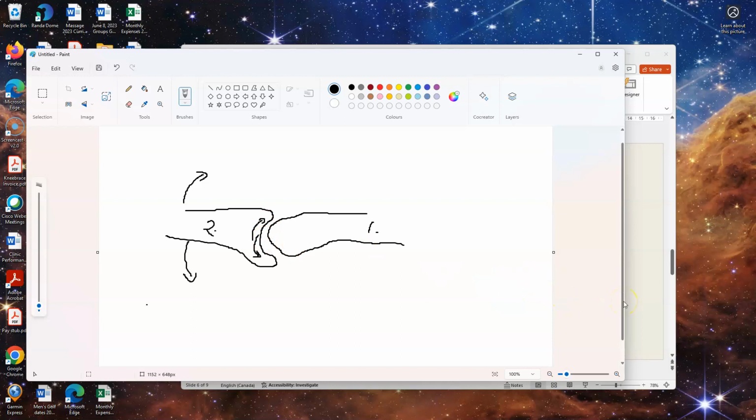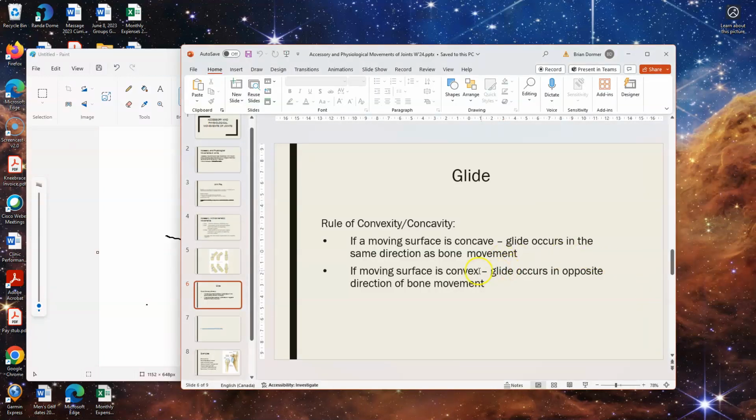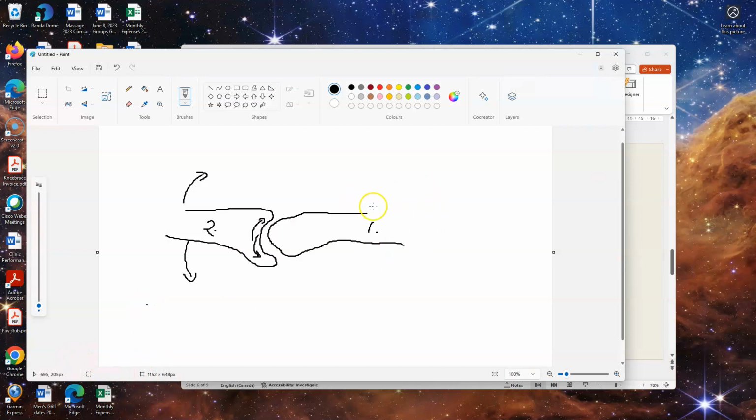Now, if the bone that moves is convex, glide occurs in the opposite direction of bone movement. So if we look at this diagram, if we are going to move this bone in this direction, the convexity is going to move opposite ways in this direction. So we can see here that the bone is moving upwards, and that because it's convex, the glide is moving downward. So the bone is moving up and the glide is moving down.